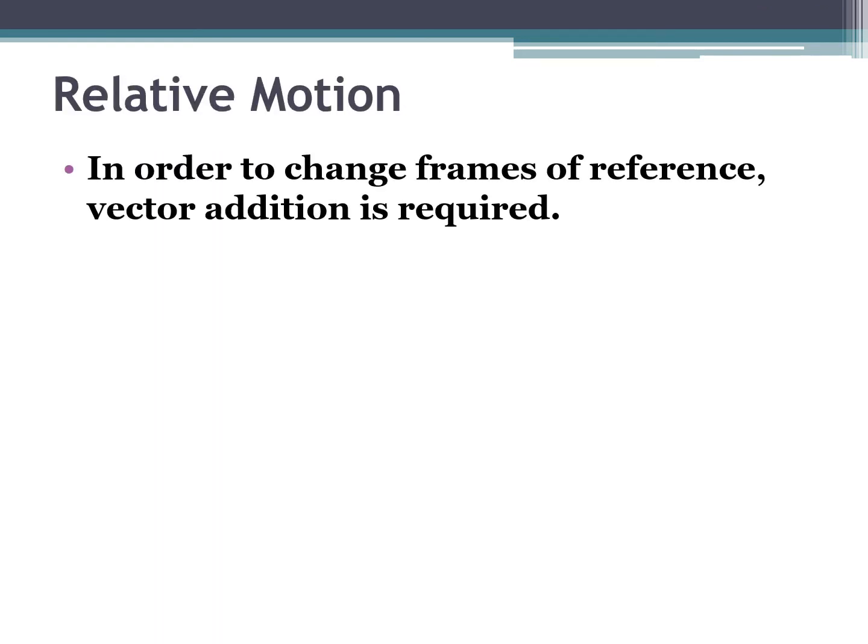So in talking about relative motion, in order to change frames of reference from a motion relative to one perspective to a motion relative to another perspective, you have to do vector addition. We've talked about vector addition already. So we have to use vector addition in order to change frames of reference for relative motion.